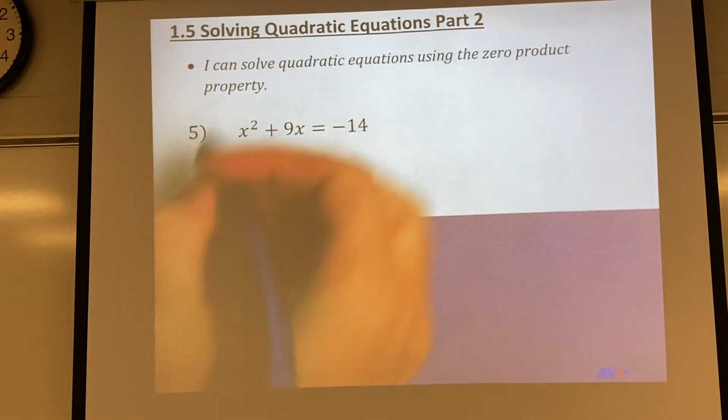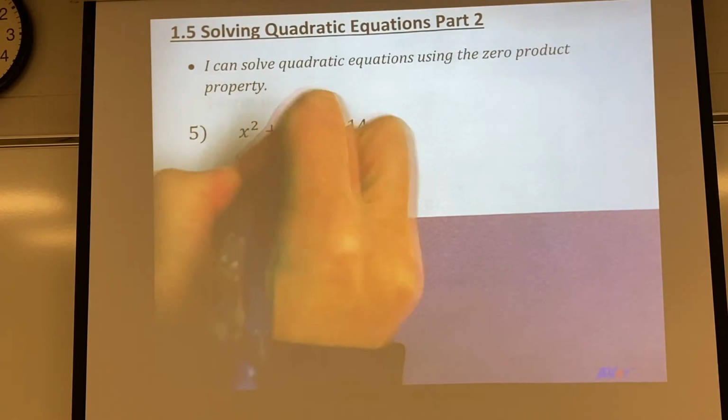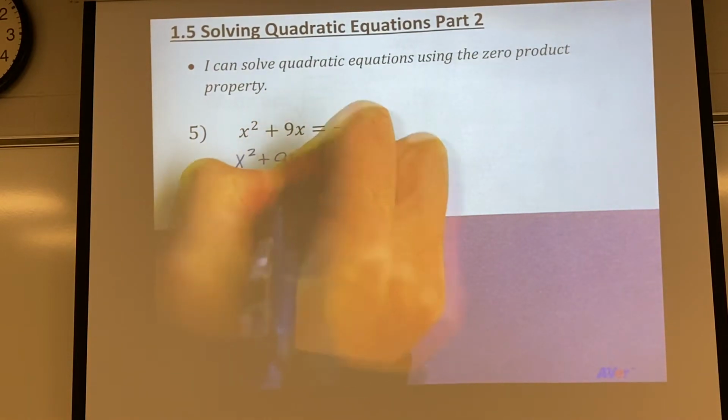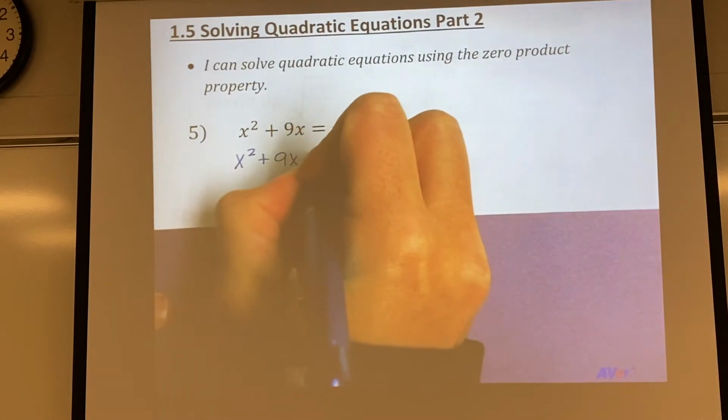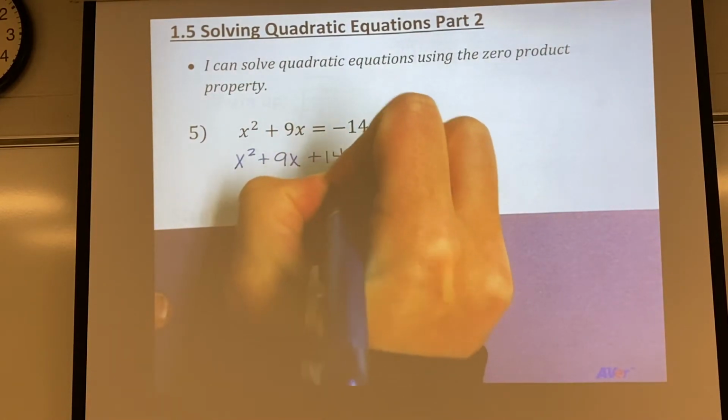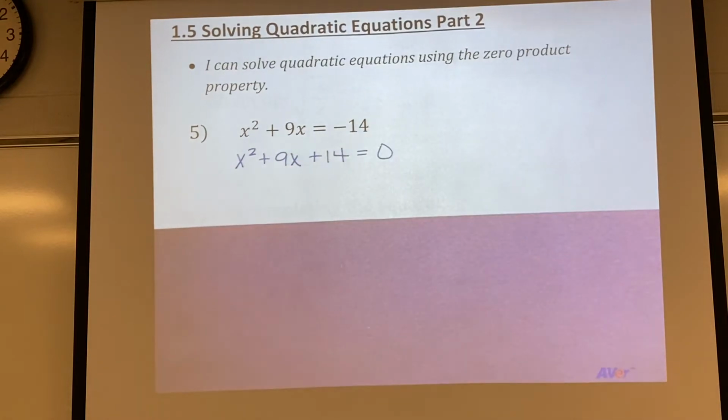So our first step is to move the x squared, move the negative 14 over with the x squared plus 9. So we'd add it to both sides. Now it's equal to 0. So now we can figure out what multiplies to 14 and adds to 9.